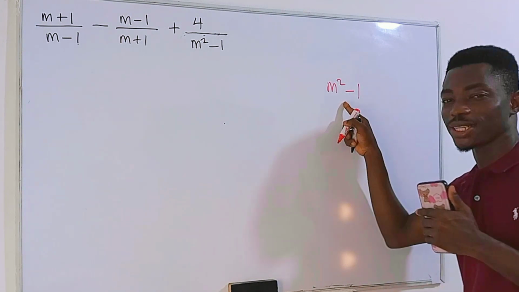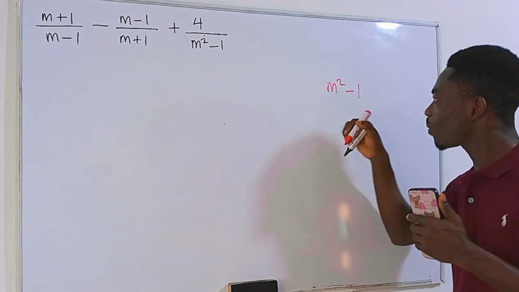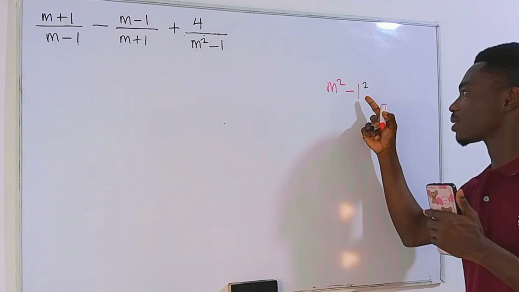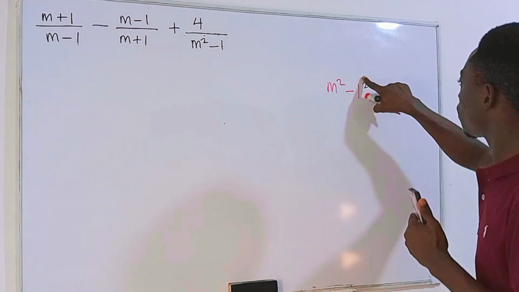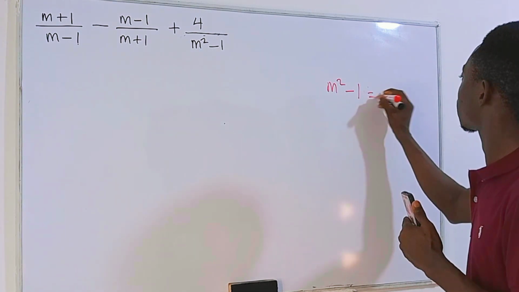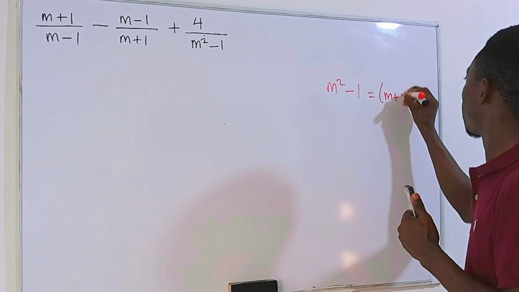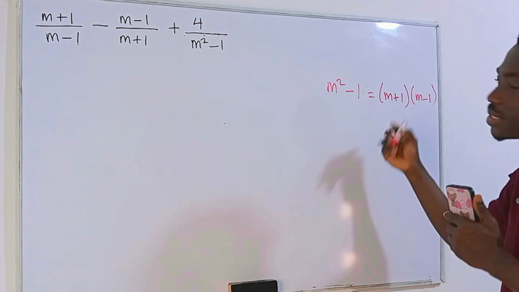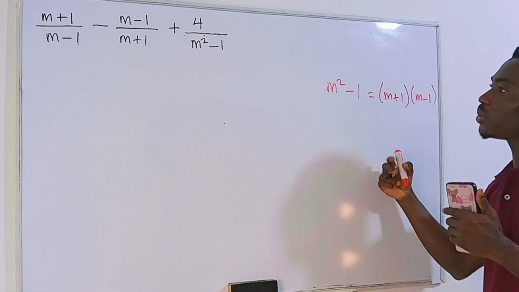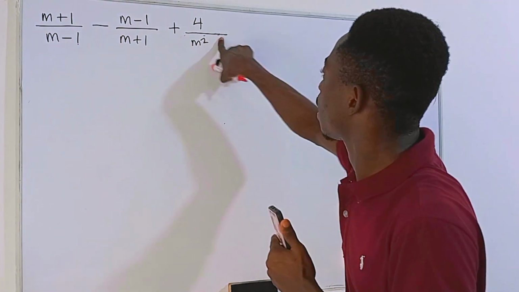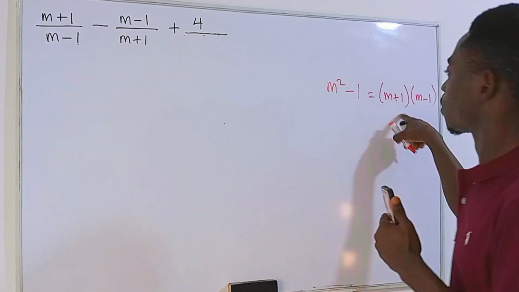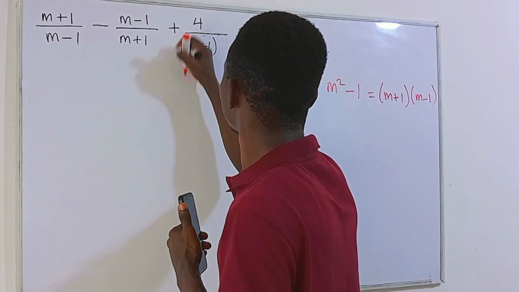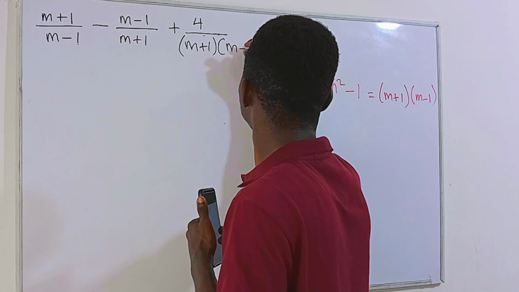Now this right here is basically a difference of two squares, even though the square is not all that obvious because 1 squared is still 1, right? So we can rewrite this as m plus 1 times m minus 1, since this is a difference of two squares. So in place of this right here, I'm going to put this, right? So we're going to have m plus 1 times m minus 1.